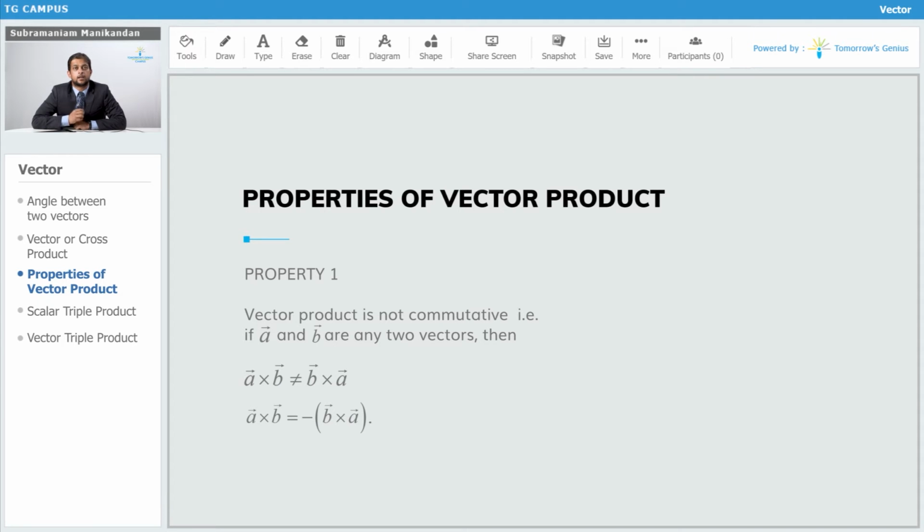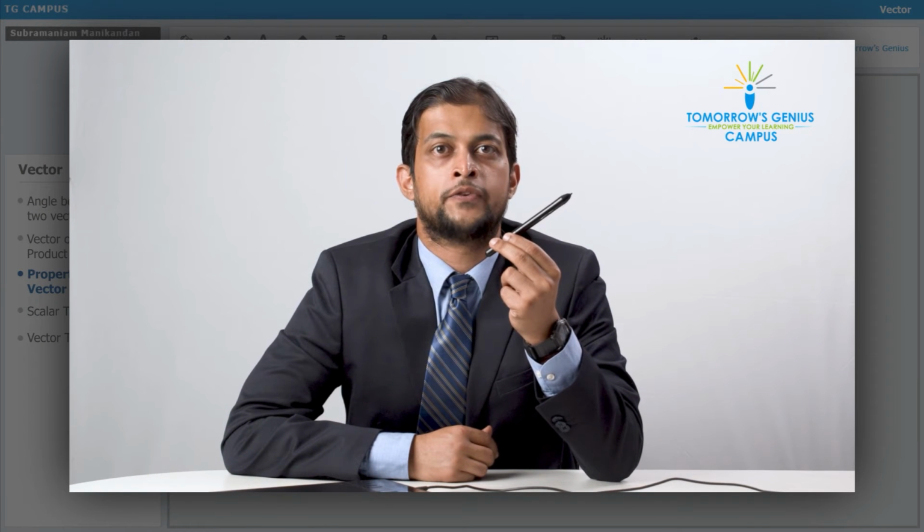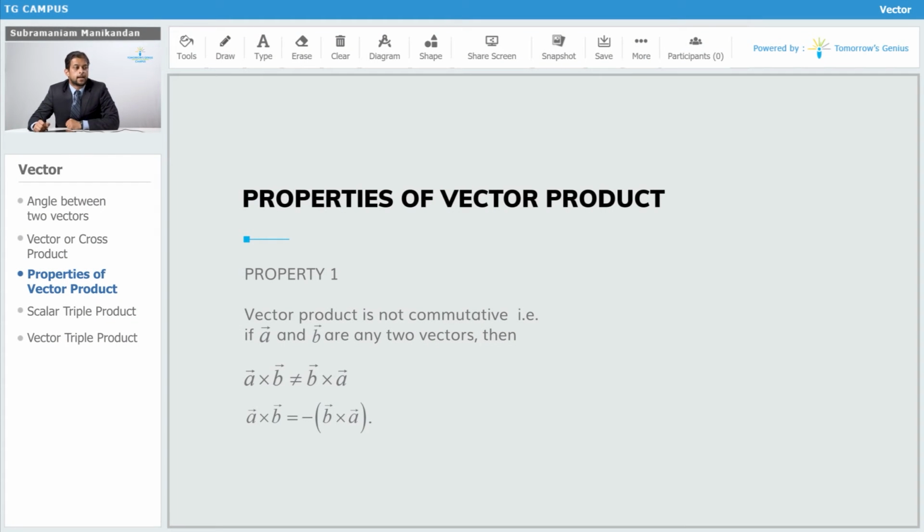In fact, they are 180 degrees apart. If a bar cross b bar is going in one particular direction, say like this, then b bar cross a bar will be 180 degrees opposite to that. So it's going in this direction. So that is why you can write a bar cross b bar as equal to minus of b bar cross a bar, and vice versa. So you can also write b bar cross a bar equals minus of a bar cross b bar.